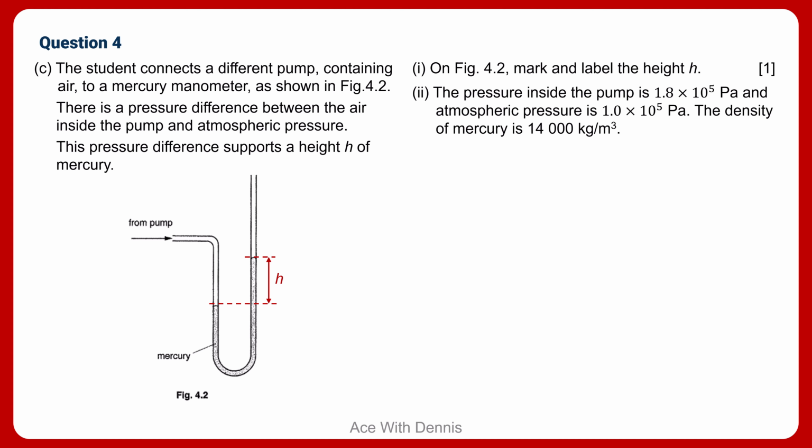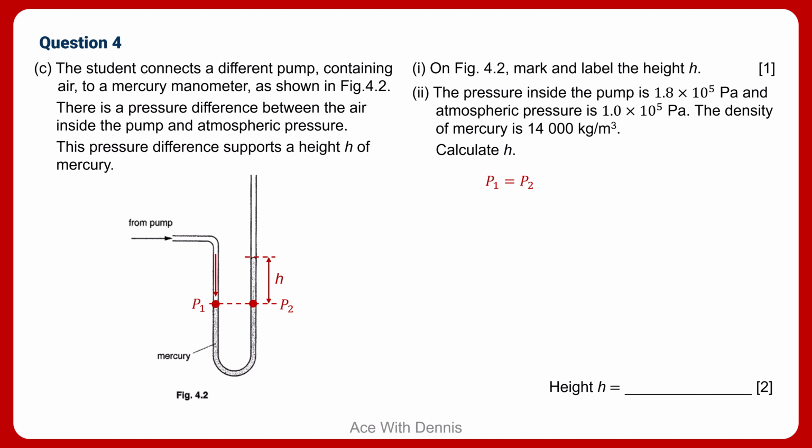Okay, then part 2, the pressure inside the pump is 1.8 times 10 to the power 5 Pascal, and atmospheric pressure is 1.0 times 10 to the power 5 Pascal. The density of mercury is 14,000 kilograms per meter cube. Calculate h. 2 marks. Okay, so for this case, to determine the h, first we need to understand that the pressure at the same level will be equal. So for this case, P1 will be equal to P2.